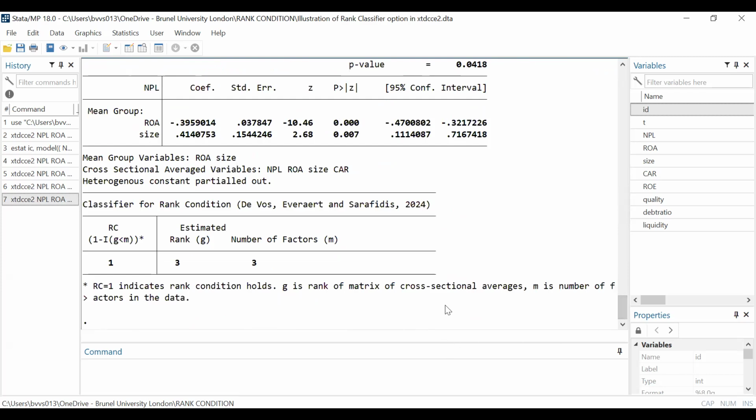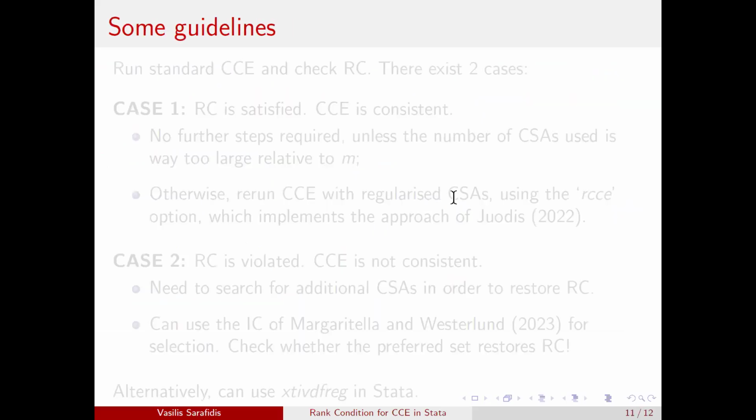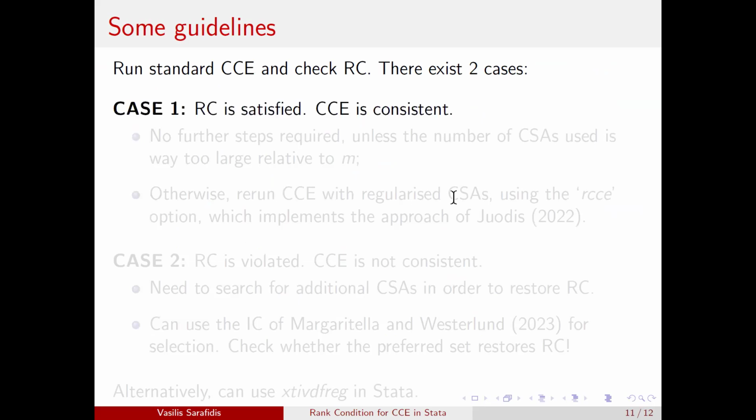Now, if it would be of any help to provide some guidance by formulating the exercise we just did in steps, I would suggest the following procedure. So first, we run the standard CCE estimator and check whether the rank condition is satisfied or not using the RC classifier option in Stata. So here there are, of course, two cases. Case 1 occurs when the rank condition is satisfied.